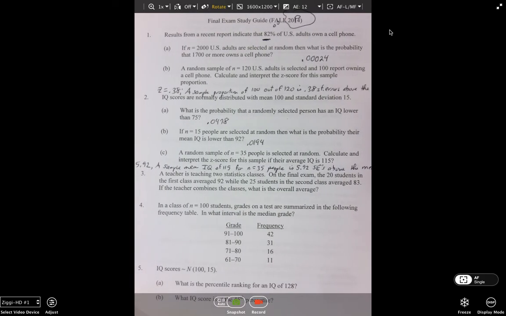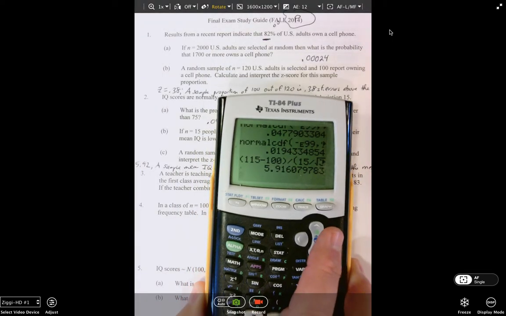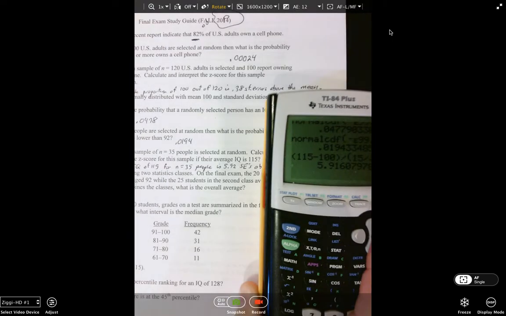All right. Problem number 3 is a weighted mean problem. A teacher is teaching 2 statistics classes. On the final exam, the 20 students in the first class averaged 92, and the 25 students in the second class averaged 83. If the teacher combines the classes, what is the overall score? So guys, what I'm going to do here is find the sum of the scores. Let me move this over a little bit. Well, I don't have room really.